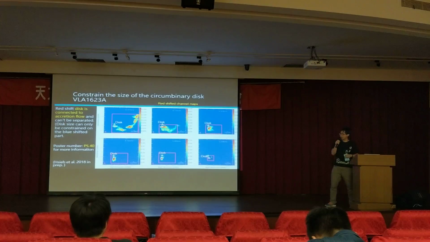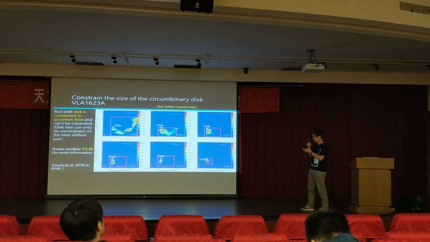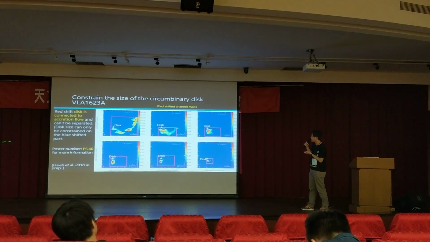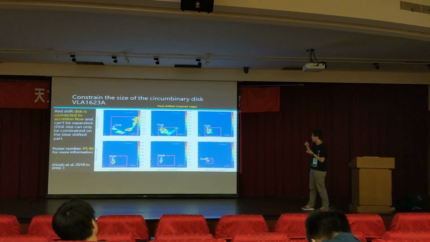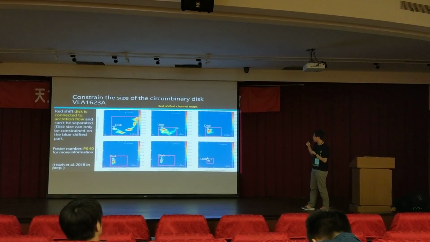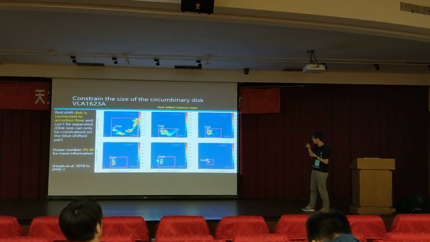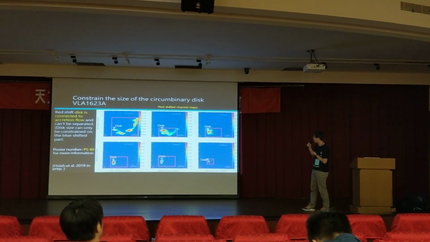As for the red shifted channels, you can see, okay, the disk in this case is really small, it's around here. So you can see the disk is actually connected to the accretion flow. So you cannot really separate the disk and the accretion flows.